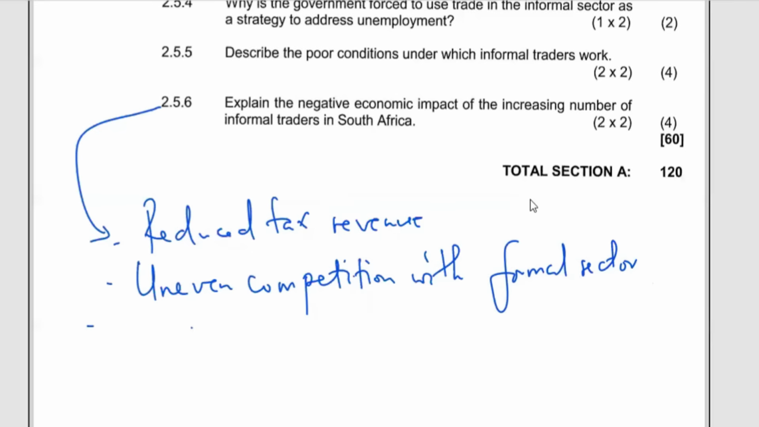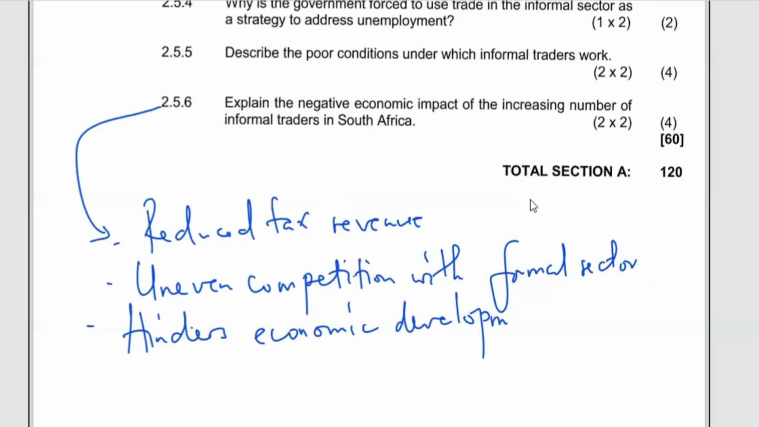And also, we can say it can hinder economic development. Mainly for the reason being, they lack access to capital. The informal businesses usually lack access to capital, and for that reason, they cannot effectively expand their businesses. They will keep operating as small businesses, and for that reason, they cannot contribute effectively towards economic development.